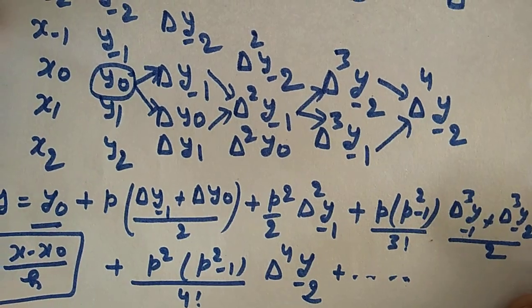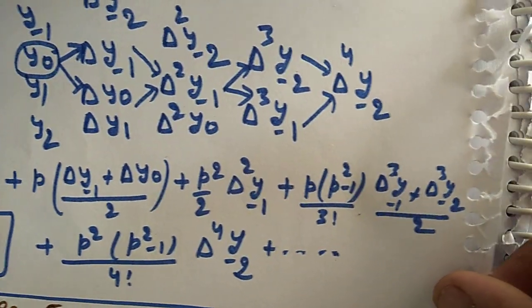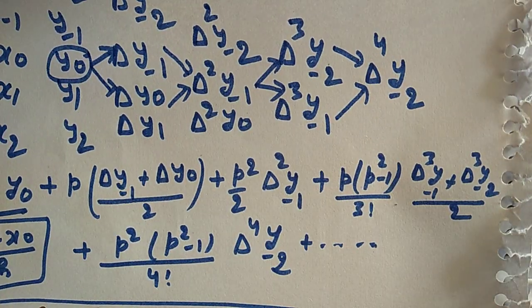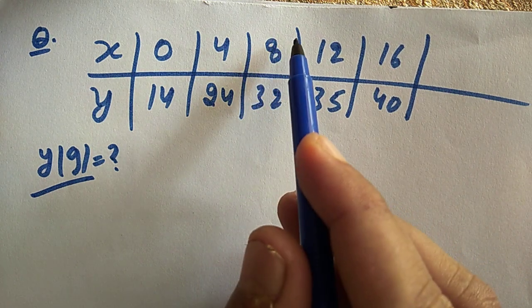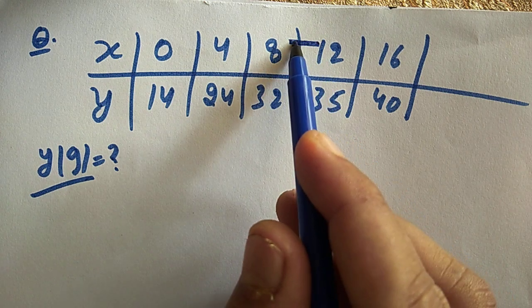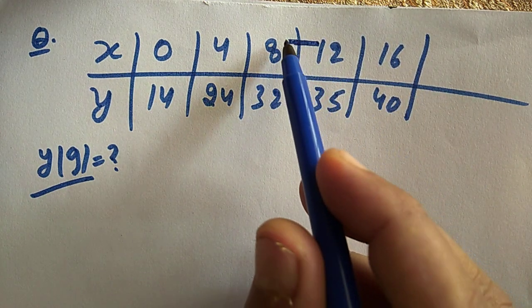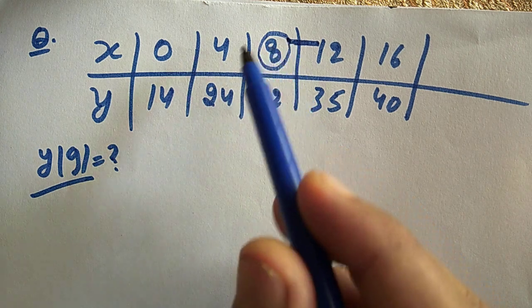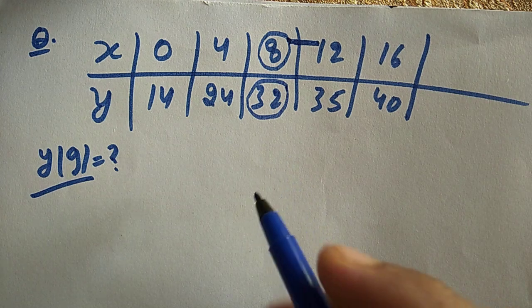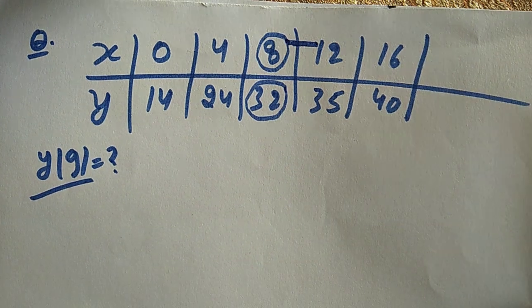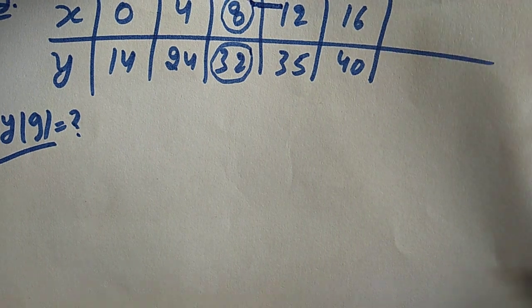Now let us try to solve one problem based on the Stirling formula. This is the problem. This is a given data set and we need to find the value of y at x equal to 9. So your 9 lies between 8 and 12, so we are going to use the central difference. 8 we take as x0 and this will be y0. So let us write a first difference table, then we'll move to the Stirling formula.